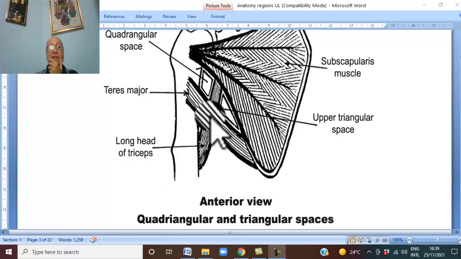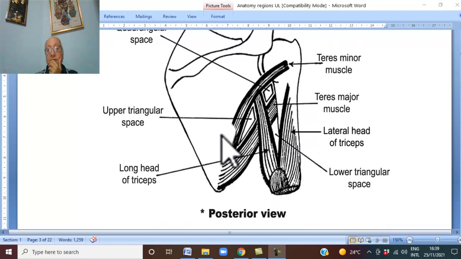And laterally, it is limited by the lateral head of triceps. Lower triangular space limited by teres major, long head of triceps medially and the lateral head of triceps laterally.